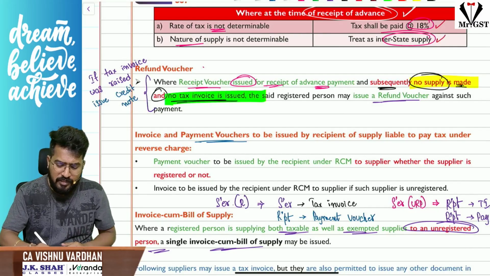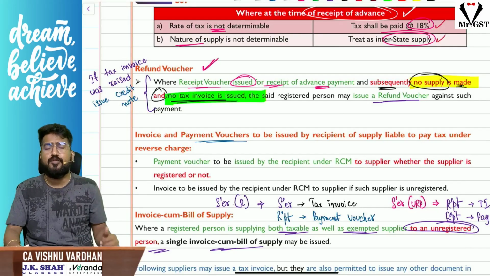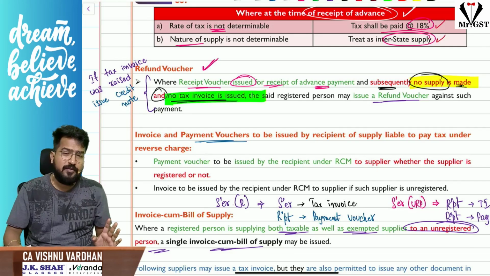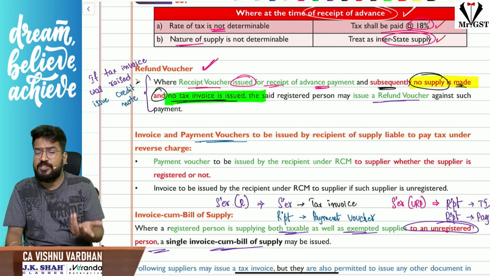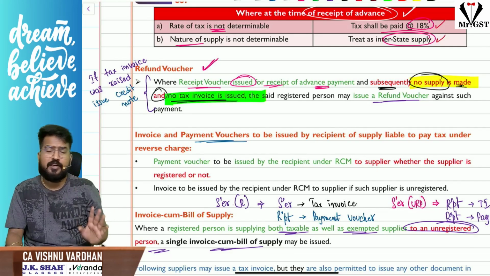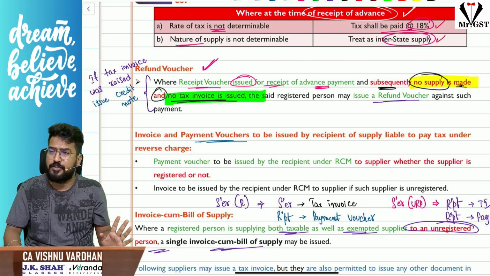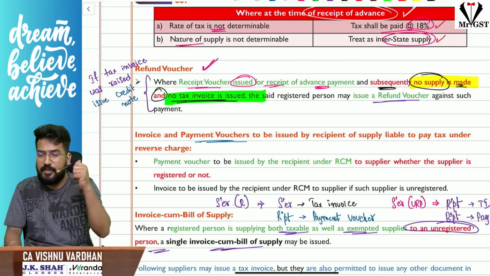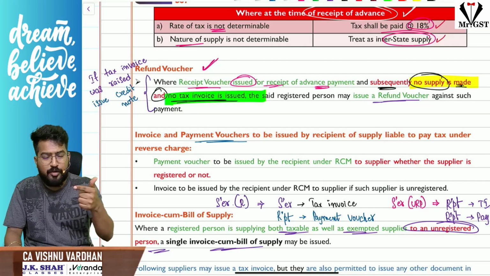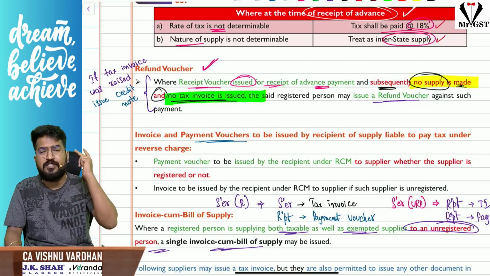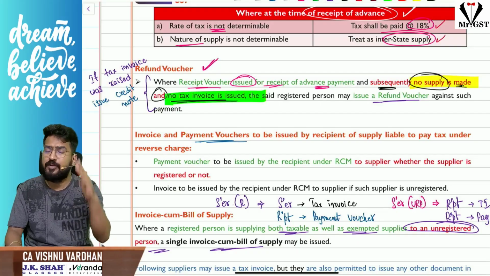Sir, the next one is regarding refund voucher. What is a refund voucher? You have received the advance, but supply is not done, invoice is not issued, and we are refunding the advance amount. Then what is the document we are going to issue? Sir, we are going to issue a refund voucher. So I repeat, if advance is received and supply is not made, and without raising an invoice we are refunding the money, we will give a refund voucher.